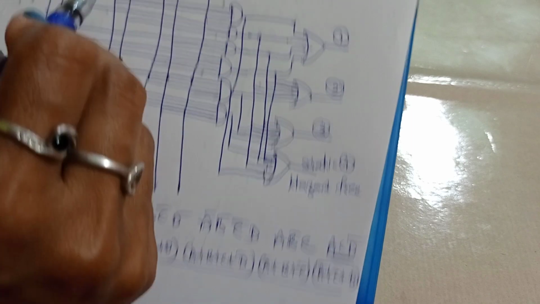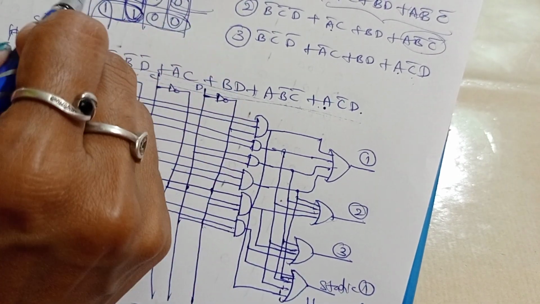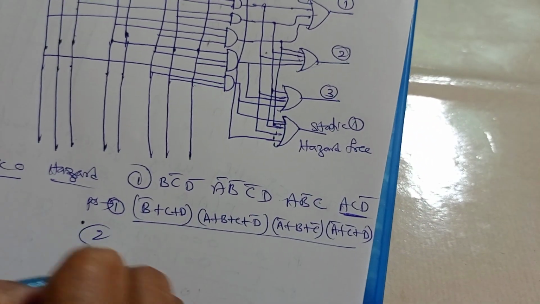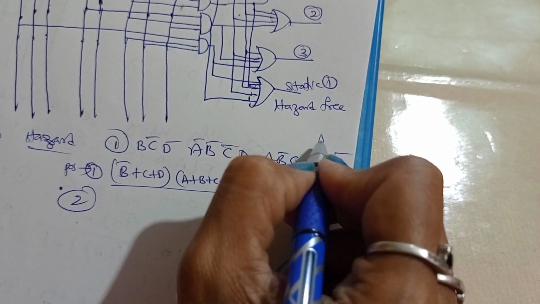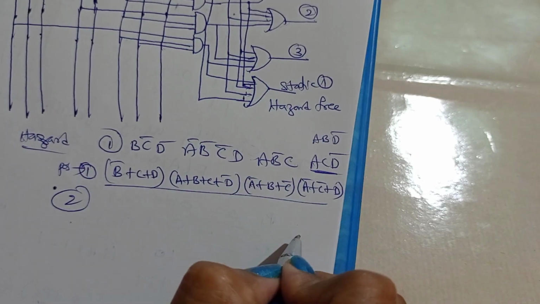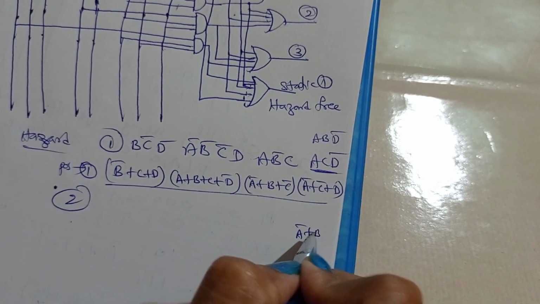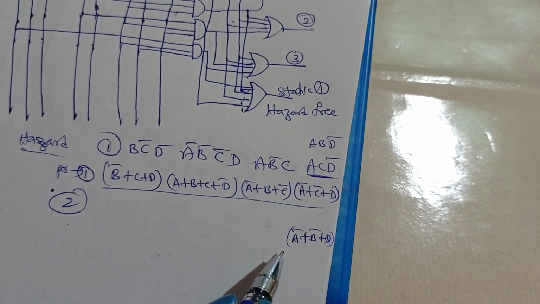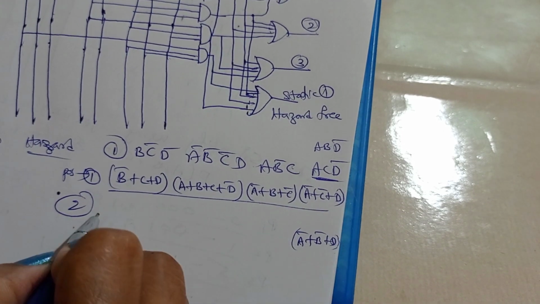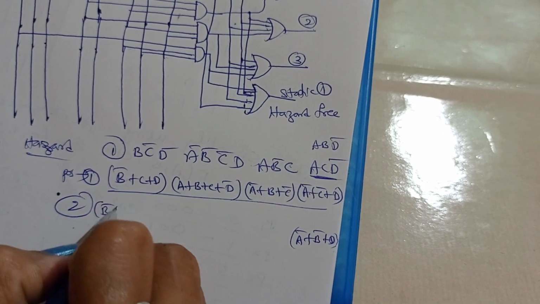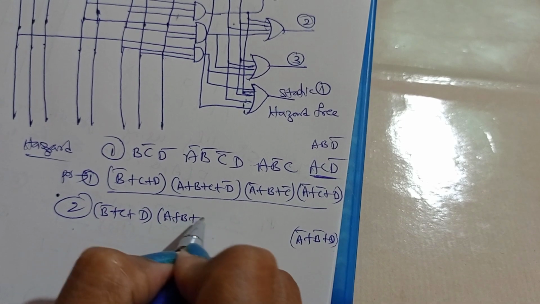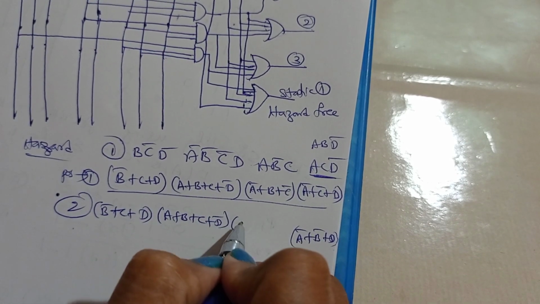ACD bar will change as AB D bar. That is the second one, AB D bar. That means A bar plus B bar plus D. Instead of A bar C bar D, we'll get A bar B bar plus D, and the remaining are all the same. These are the two hazards in this given expression.